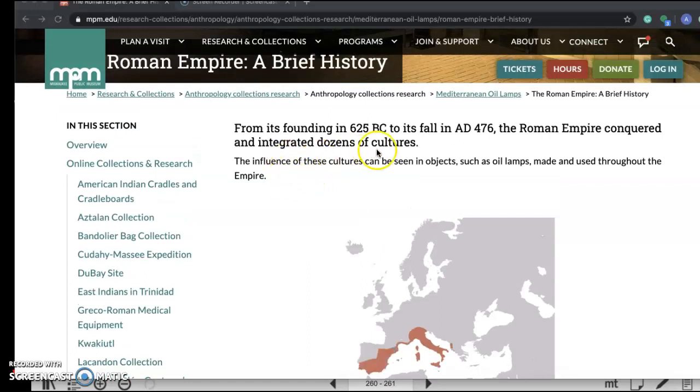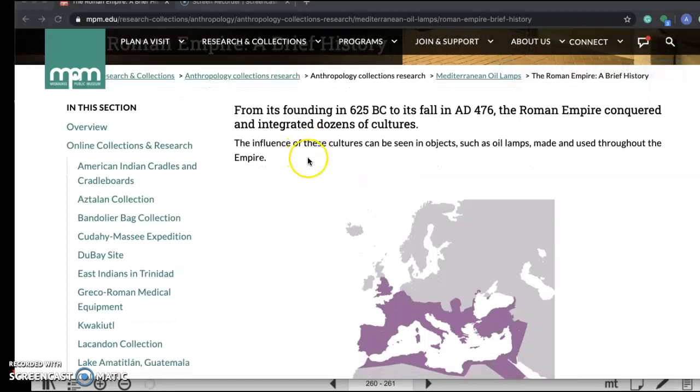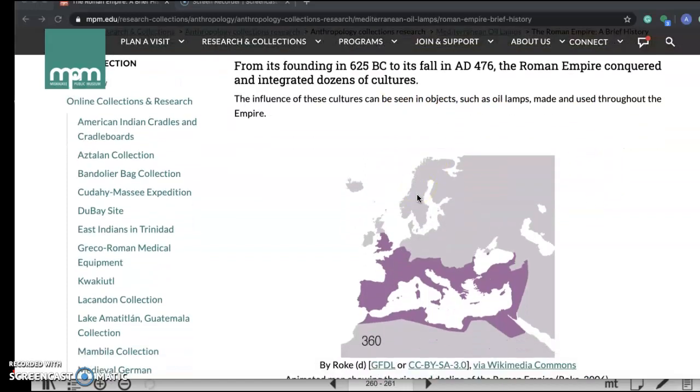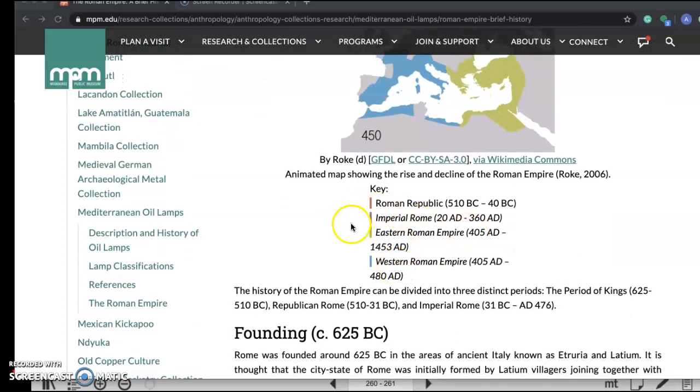From its founding in 625 BC to its fall in AD 476, the Roman Empire conquered and integrated dozens of cultures. The influence of these cultures can be seen in objects such as oil lamps made and used throughout the empire. Okay, so here are our key periods.